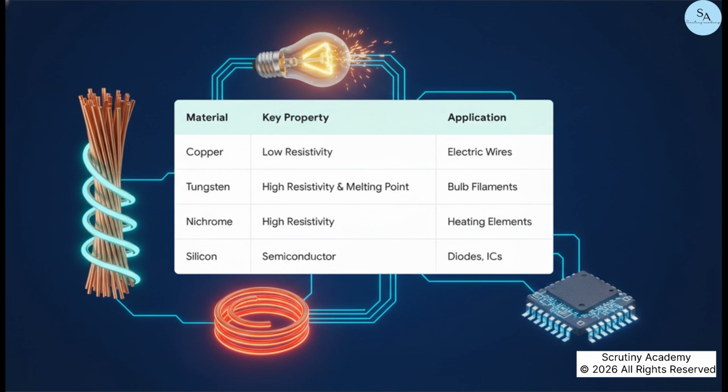Tungsten has a high resistivity and a crazy high melting point, which lets it glow white hot in a light bulb without just vaporizing. Nichrome also has high resistivity, which is perfect for things like toasters and space heaters, where the entire point is to generate a lot of heat. And then there are semiconductors, like silicon, which have a resistivity we can actually control, and that is the magic that makes all of our modern electronics possible.